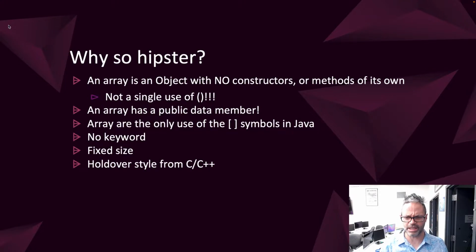Array has a public data member. Data members should be private. They belong to the object. You don't share them with everybody willy-nilly. No. But an array has a public data member, .length. It's public and it's a data member. It's not a method because there's no parens, so it's got to be a data member.